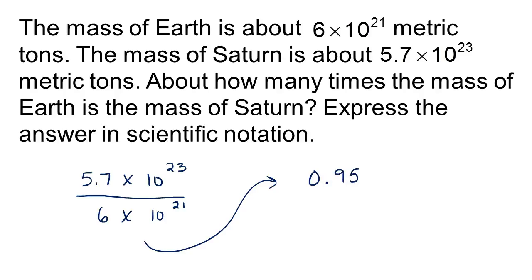And then we have times 10 to the 23rd divided by times 10 to the 21st. So here we're dividing two numbers with the same base, so we simply subtract the exponents. So our quotient becomes 0.95 times 10 to the 23 minus 21, which is the second power.